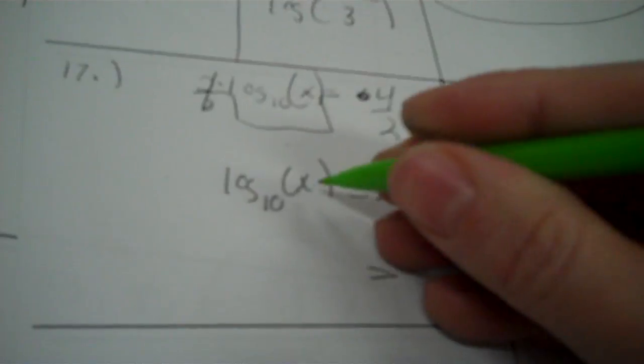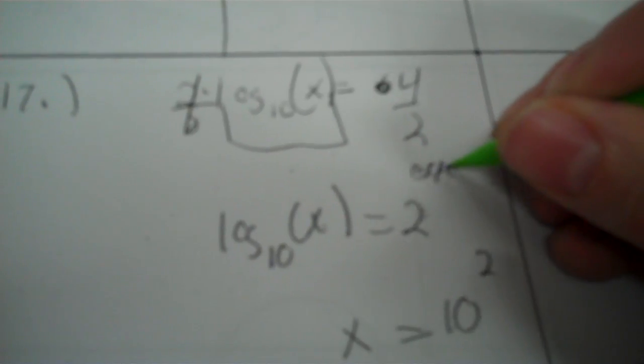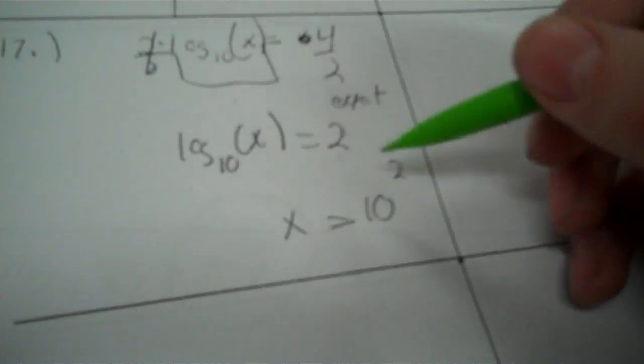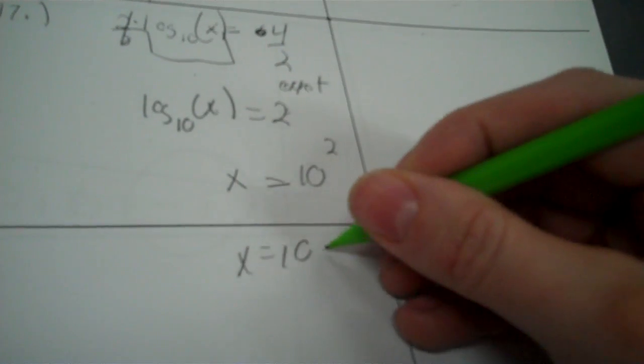Now I rewrite it. Whatever's in parentheses goes by itself. Base 10 to the 2nd power. Remember, this is your exponent, okay? When you have a log, whatever's all by itself, that's going to be your exponent. On the other side of the logarithm's your power. The base would be 10. Well, that's easy. 10 to the 2nd's 100.